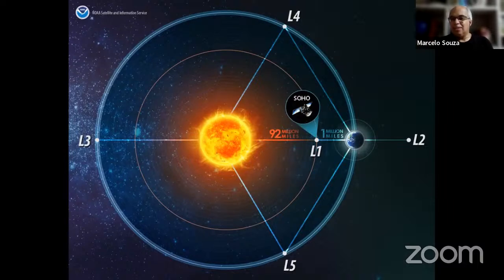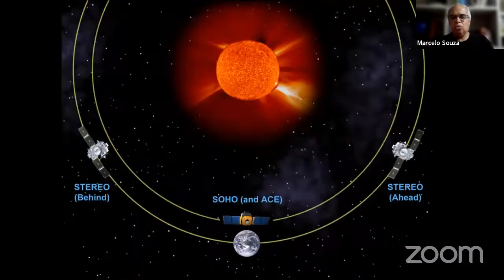It's approximately the same distance for L2, 1,500,000 kilometers from Earth. But the space telescopes are not exactly at the L1 position. They are orbiting around this position. I have an image that shows this.